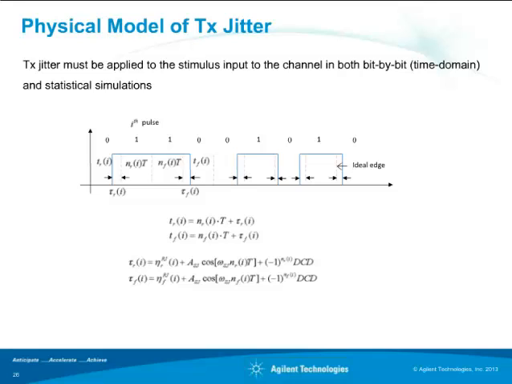Here is a physical model of Tx jitter. For each pulse, the rise and fall edges happen near the ideal rise and fall edges, but with a certain amount of jitter applied to the transitions. And in the jitter, there are 3 different components. First is the random jitter. Second is the sinusoidal jitter, and third is the duty cycle distortion.